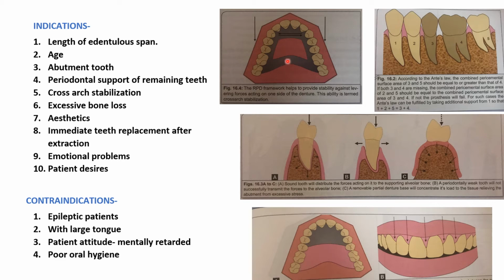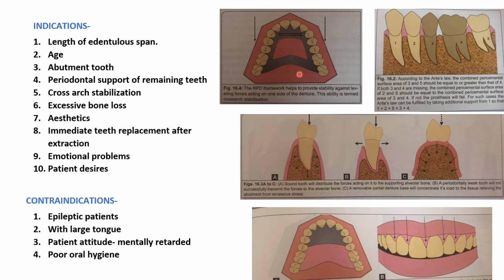It stabilizes in both directions, but when you're making a fixed partial denture, it only has anterior-posterior stabilization, with limited lateral or buccolingual stabilization. And this cross-arch stabilization is done by the major connectors which are present in removable partial dentures.